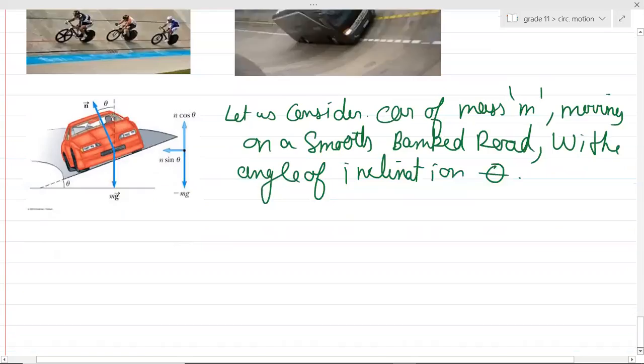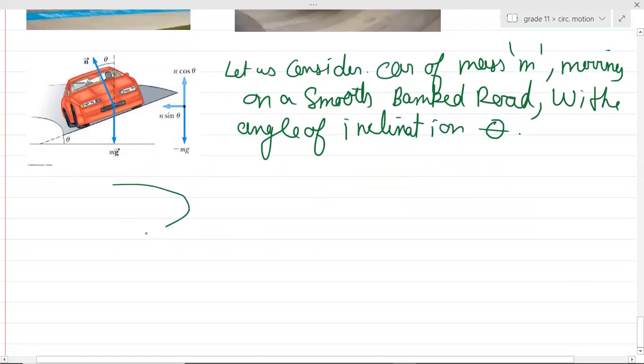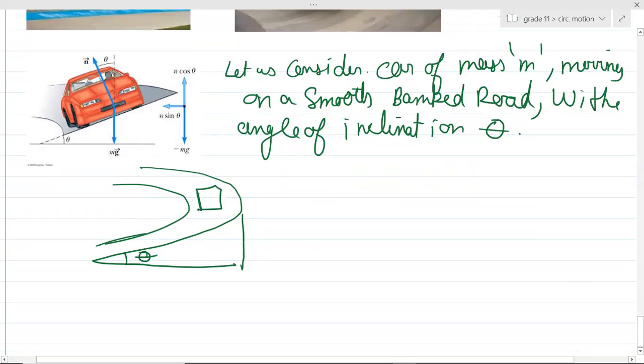Sir, what will be the diagrams which you will draw in school? You will draw something like this, and make it like, right? This angle is theta, and draw the car over here. Just draw a box and draw this. This is your car. Okay. Is this clear, guys?